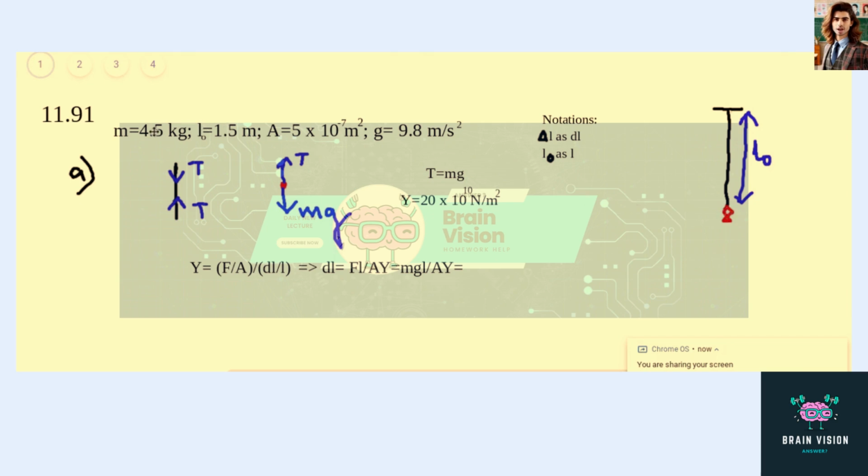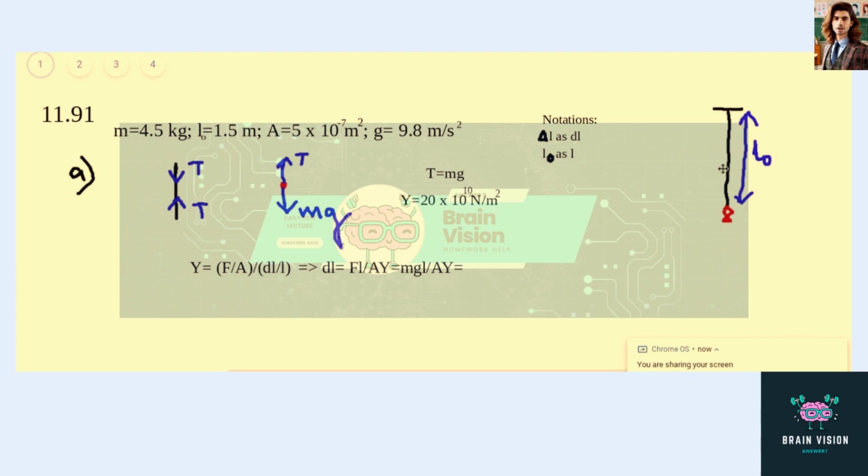My given values are the mass of the fish, the unstretched length of the wire, and the cross sectional area of the wire, and g is my acceleration due to gravity. We have to assume here that the wire is completely massless.